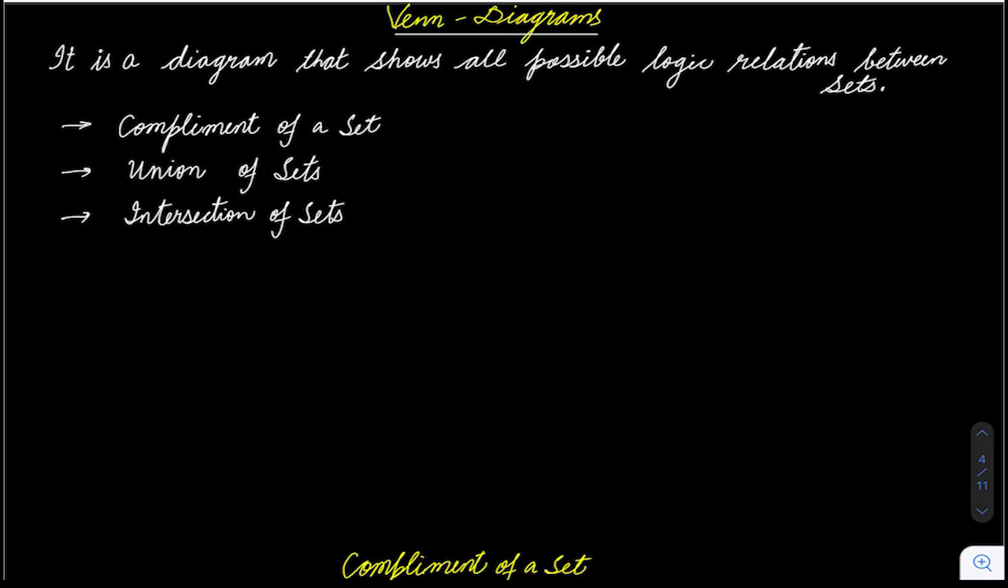So what are we going to study in this topic? Mainly in today's video we will study complement of a set. What is complement of a set? How to represent that in a Venn diagram? What is union of sets, and how to represent it in a Venn diagram, and intersection of sets. Mainly these three things we will study, and in this video we will study mainly single set or two sets. In the next video we will study what happens if there are three or more sets.